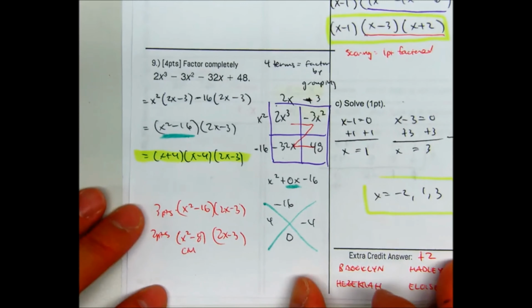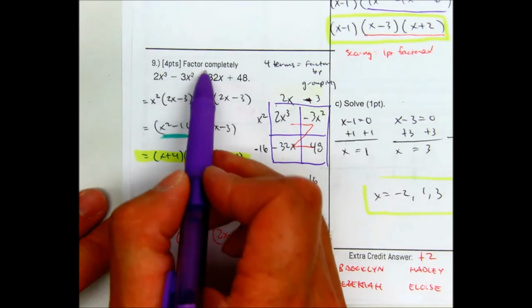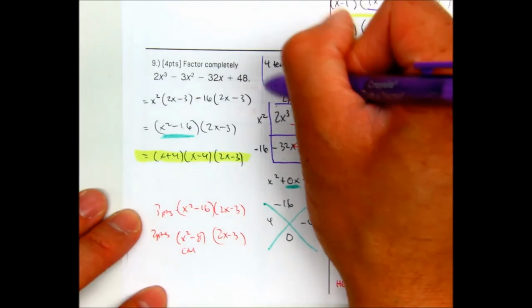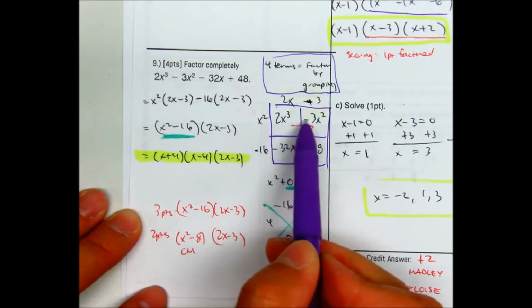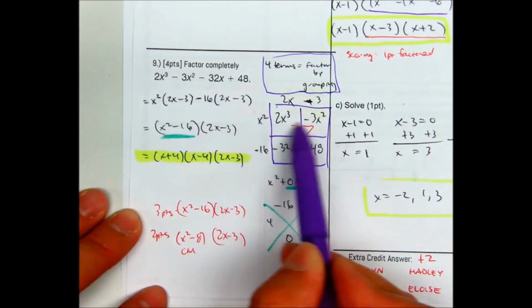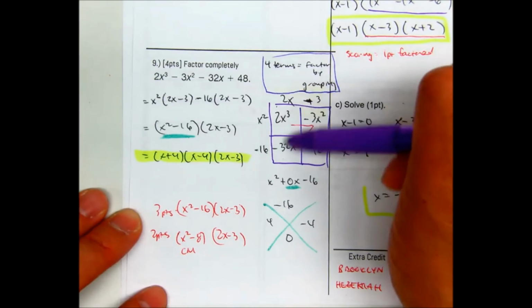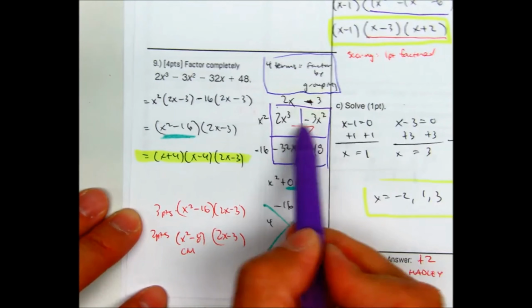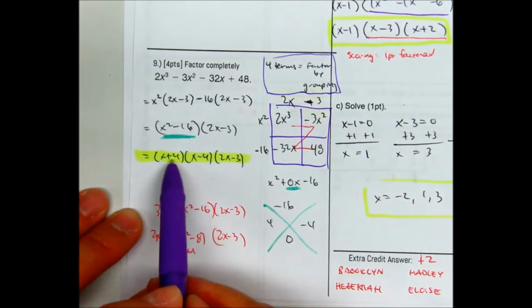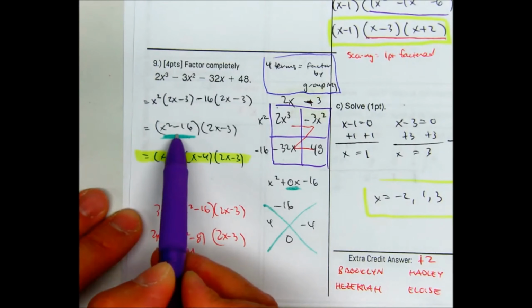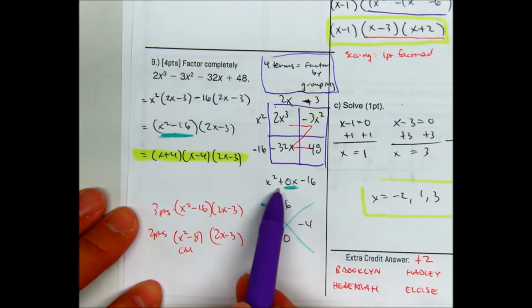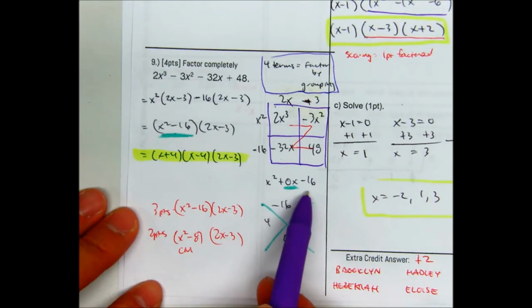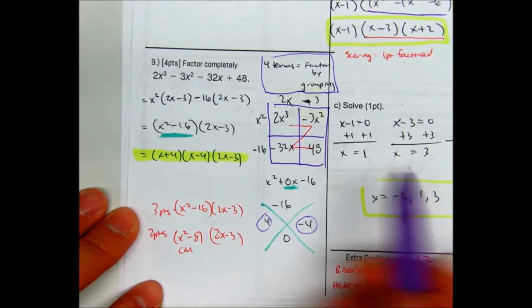Factor completely, you have 4 terms, so you should be factoring by grouping. You can either use GCF or your box with the Z. And then your greatest common factor is 2x, then 3, x squared, and 16. A lot of students forgot to factor this one again, x squared minus 16. Remember, that's just x squared plus 0x minus 16. And you'll get two values to be 4 and negative 4, so this is what you needed for full credit.